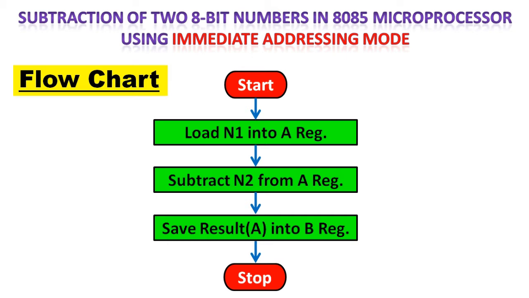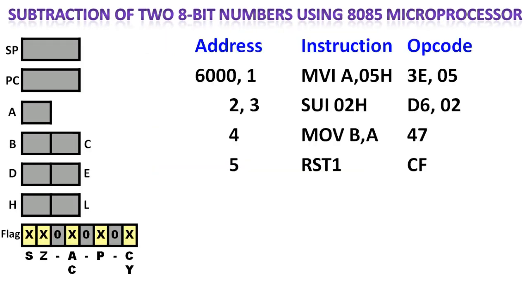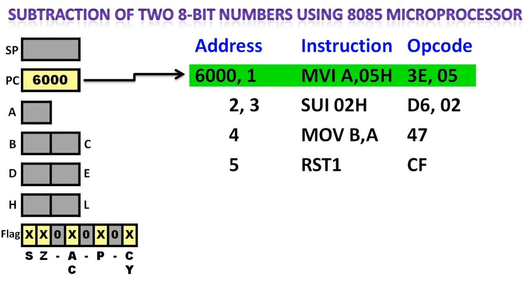Now we will see how to write the program in assembly language for subtraction of two 8-bit numbers. So this is the actual program written, and we are going to save this program in the memory from 6000H address. So let us start to execute this program. Currently, once you execute, the program counter will be pointed to 6000H address. The first instruction is MVI A,05H. By this instruction 05H will be loaded into accumulator.